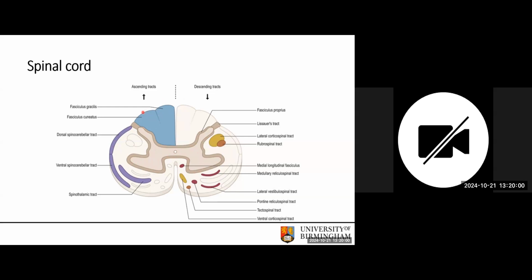If we know that the information is, for example, sensory, something will touch your hand, let's say, and this information will have to go to your brain. So it will be coming from here, it will enter the spinal cord, and then it will ascend to the brain. That's why it's called an ascending tract.